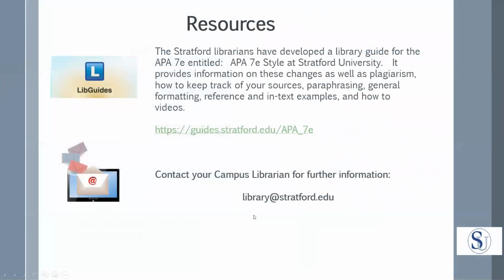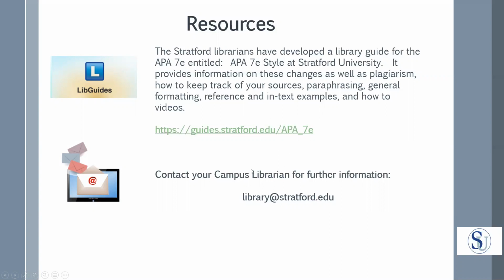So, what kind of resources do you all have available to you? Well, certainly those of us who are campus librarians can help you. If online students need any help, they can contact the library@stratford.edu link or email, and we are more than happy to help with any APA style questions. The other thing that's available is a LibGuide for specifically the APA 7th edition.